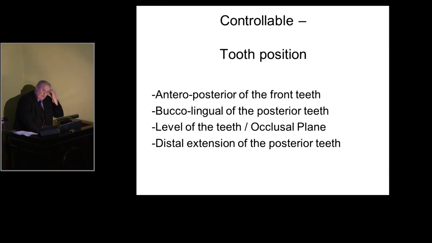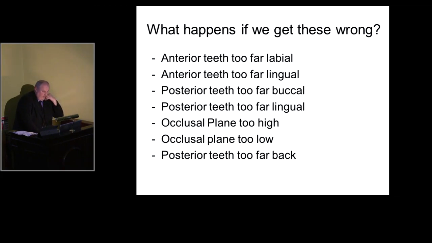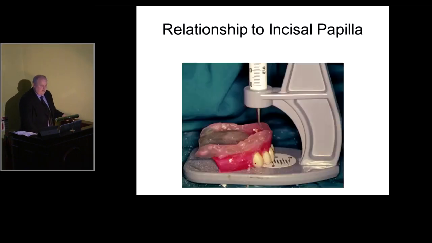Tooth position, so where should they be? If they're too far labial, the mentalis will lift them up, the orbicularis will knock them down, etc. So let's get them right. What are the guidelines? These are the guidelines. The upper front teeth should be 10 millimeters in front of the incisal papilla. If they're too far out, they'll get knocked down. If they're too far in, the person will look collapsed.